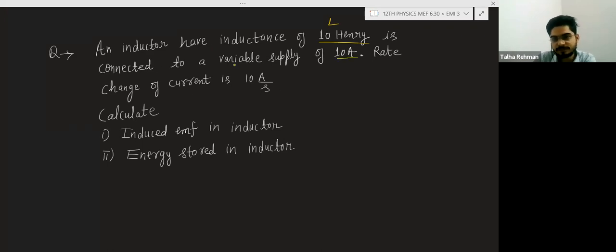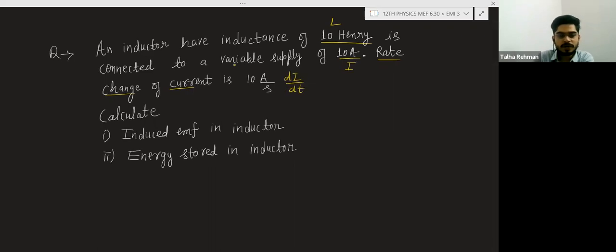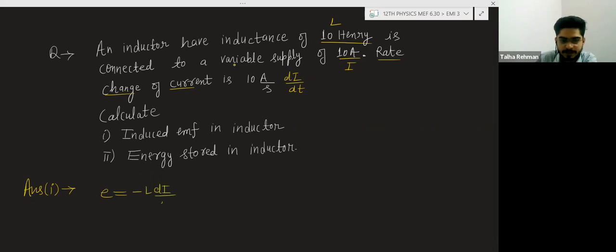So current is given here. Supply has the current of 10 ampere. Rate of change of current, di by dt, is given. Now basically what we have to calculate, first part, induced EMF in an inductor. Induced EMF in an inductor is given by minus L di by dt.